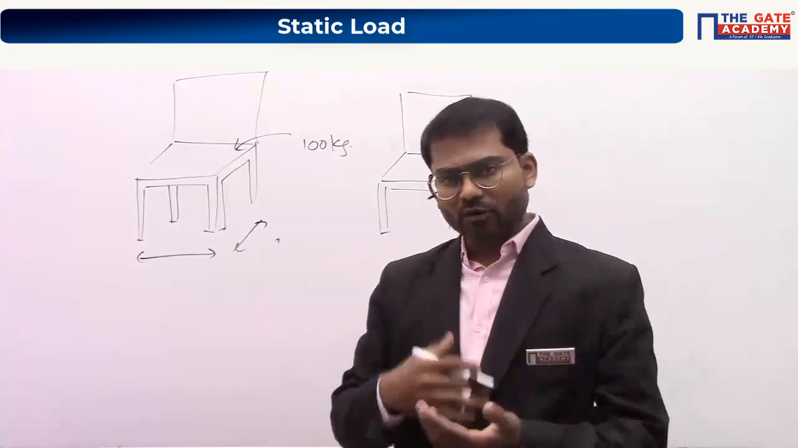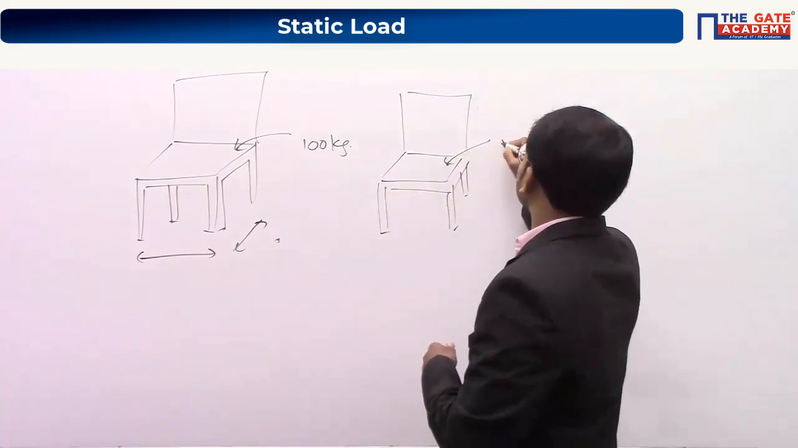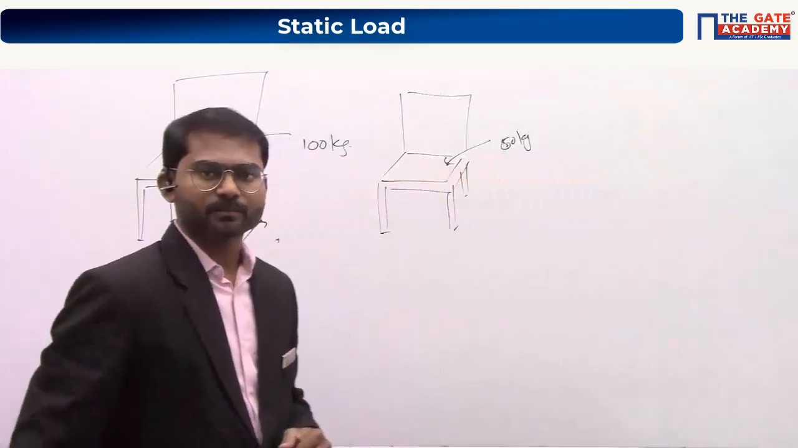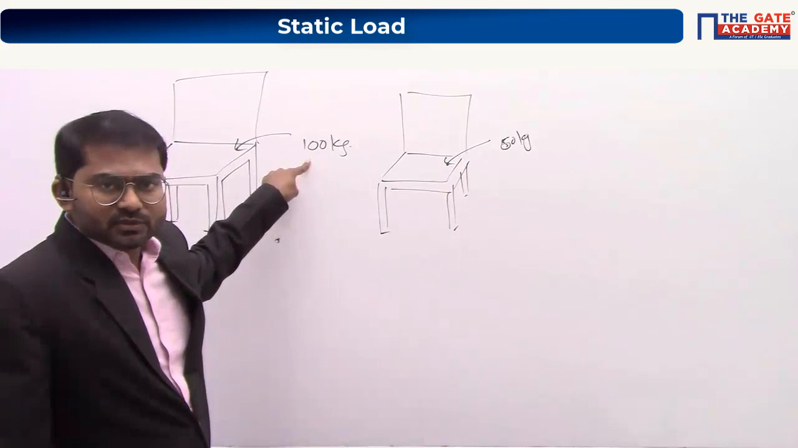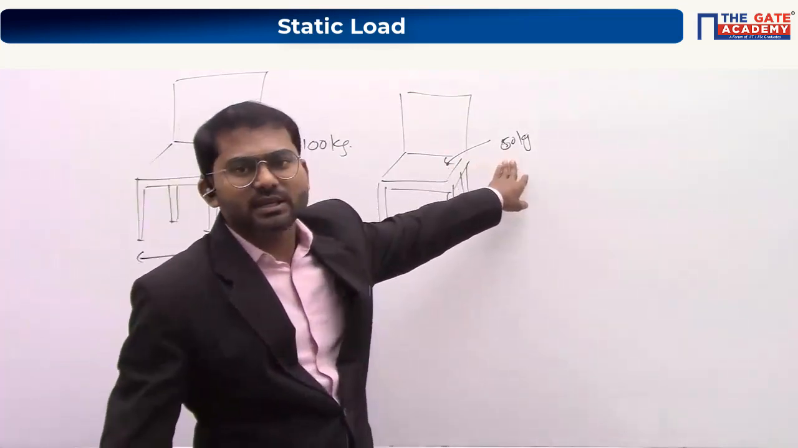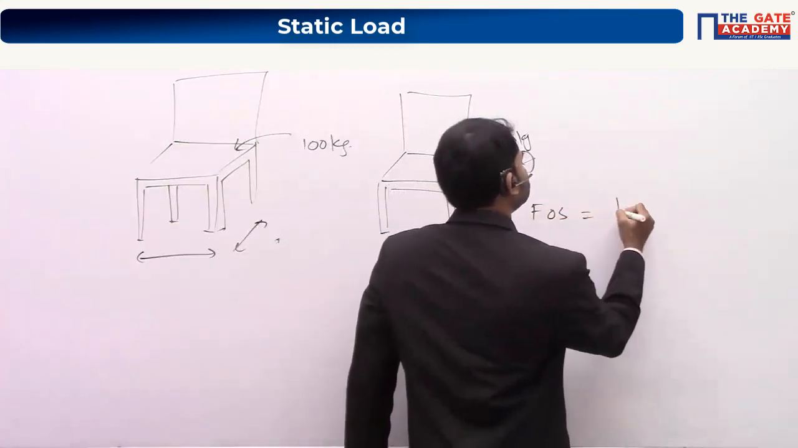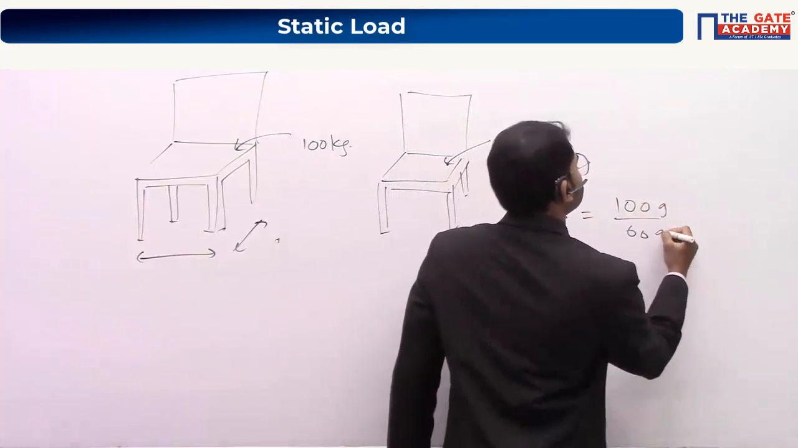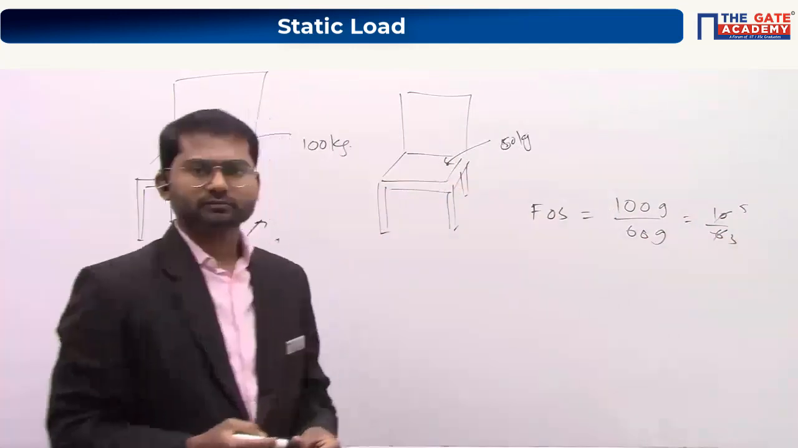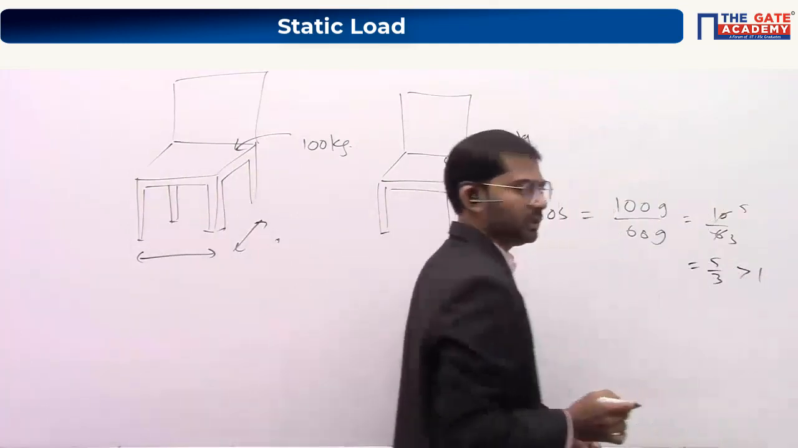So you will be finding ways so that you allow, let's take it as 60 kilo, only a 60 kilo person to sit on this chair. So failure stress is 100 kilograms, 100 into G force here. Allowable stress is 60 into G, 9.81. So factor of safety comes out to be 100 by 60, which is 10 by 6, or 5 by 3. And this is more than 1.